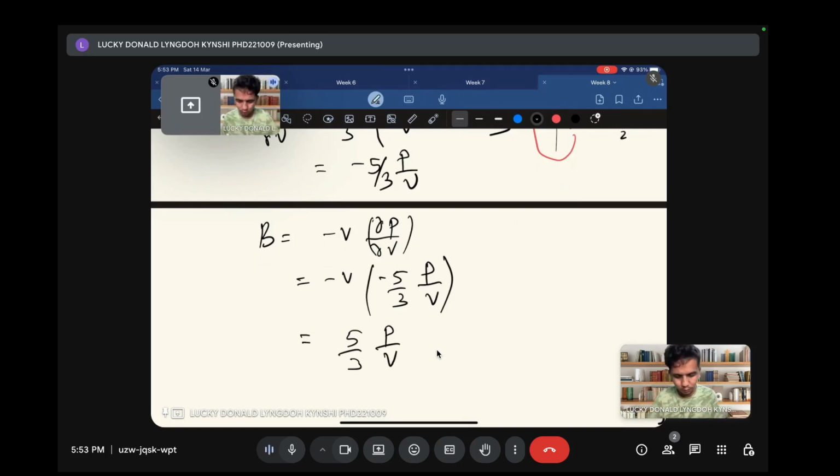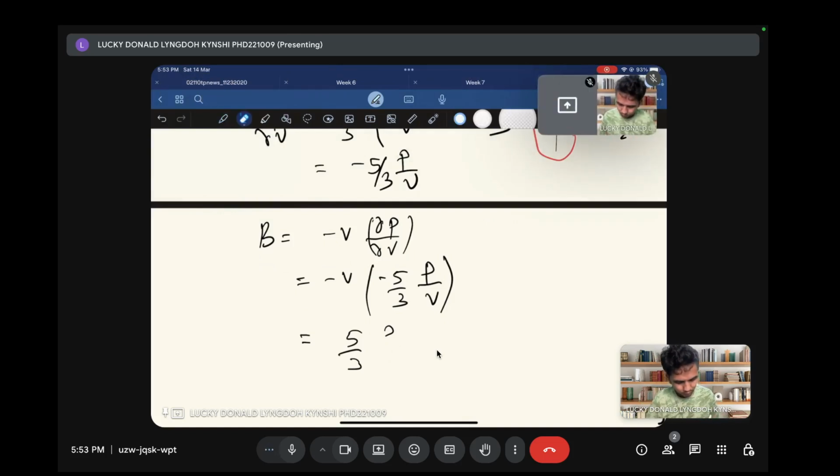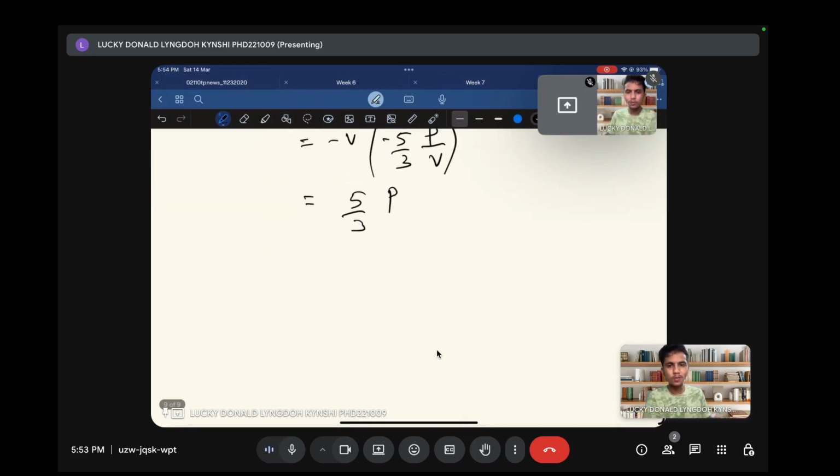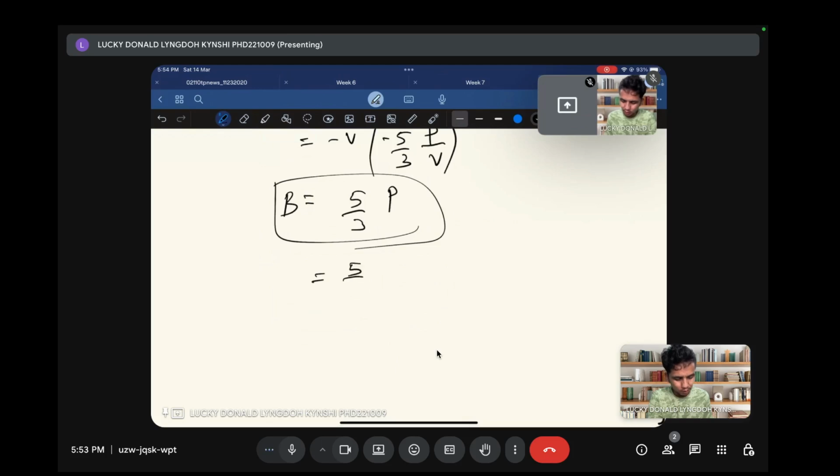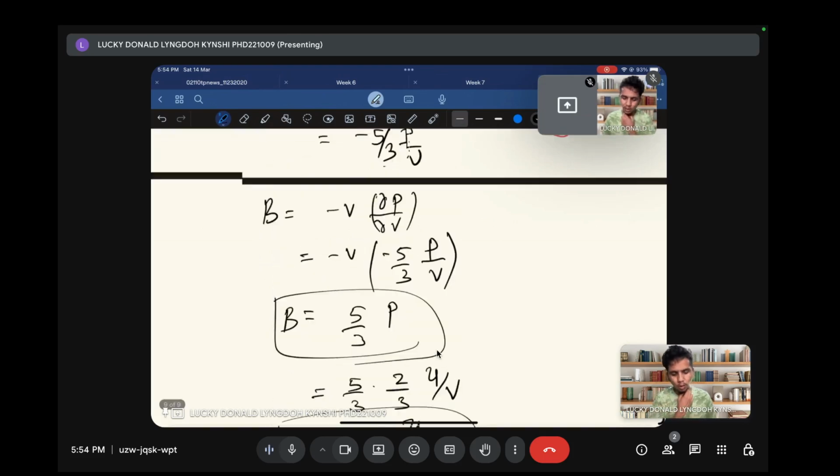Oh, sorry, not P by V. You will get simply P, because V and V will get cancelled. So bulk modulus is 5 by 3 P, or you can represent this pressure as 2 by 3 U by V, which you already know from the first set of these questions. So you get 10 divided by 9 U by V. This is your bulk modulus. So these are all just arrangements.